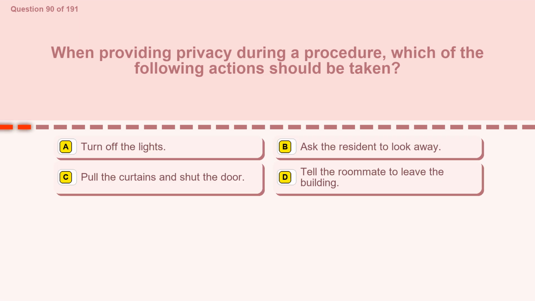Question 90. When providing privacy during a procedure, which of the following actions should be taken? Option A, turn off the lights. Option B, ask the resident to look away. Option C, pull the curtains and shut the door. Option D, tell the roommate to leave the building.